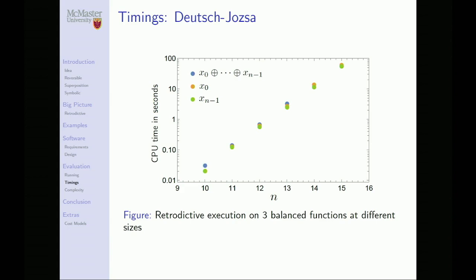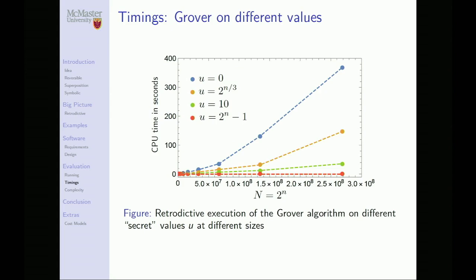Grover, on the other hand, it really depends on the size of the answer. In fact, I think at the bottom, we went up to 24 bits. We don't have quantum computers with 24 qubits. For U with all ones, we still couldn't measure the time. The granularity of Haskell's timing gave us 0. And for the other extreme case, yeah, you can see that curve going up. It's getting worse and worse. And so the answer matters.